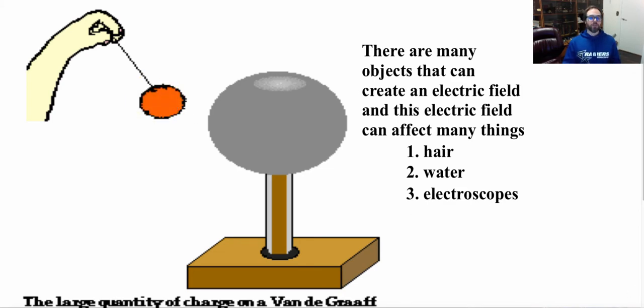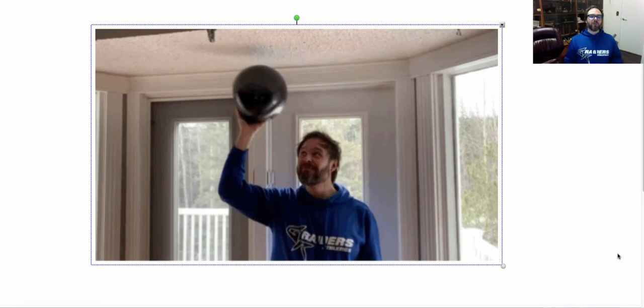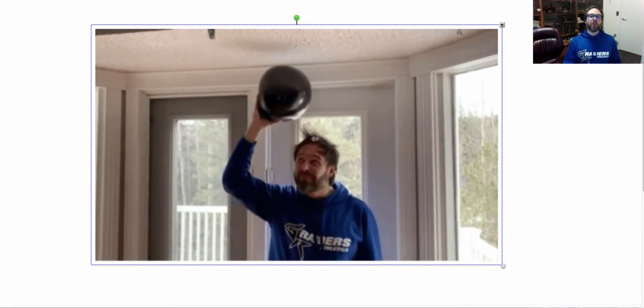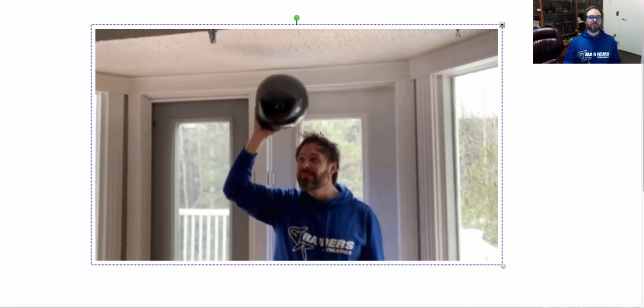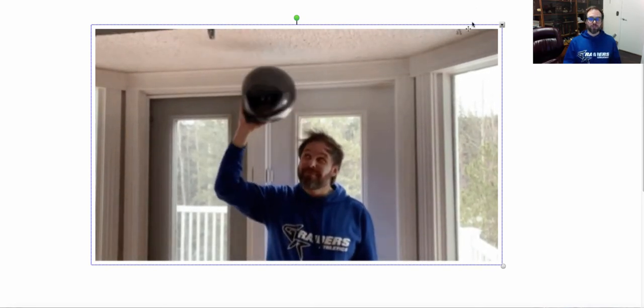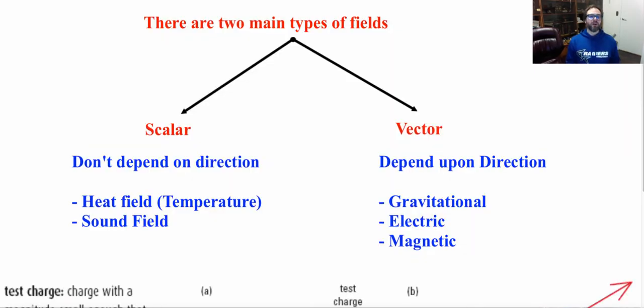I have another picture here where I rub this balloon against my hair, and depending on the proximity of the ball to my hair, it is affected by the electric field. Notice as I get closer, as the proximity decreases, the strength of the electric field increases. So our field types could be divided into 2 categories, either scalar or vector.